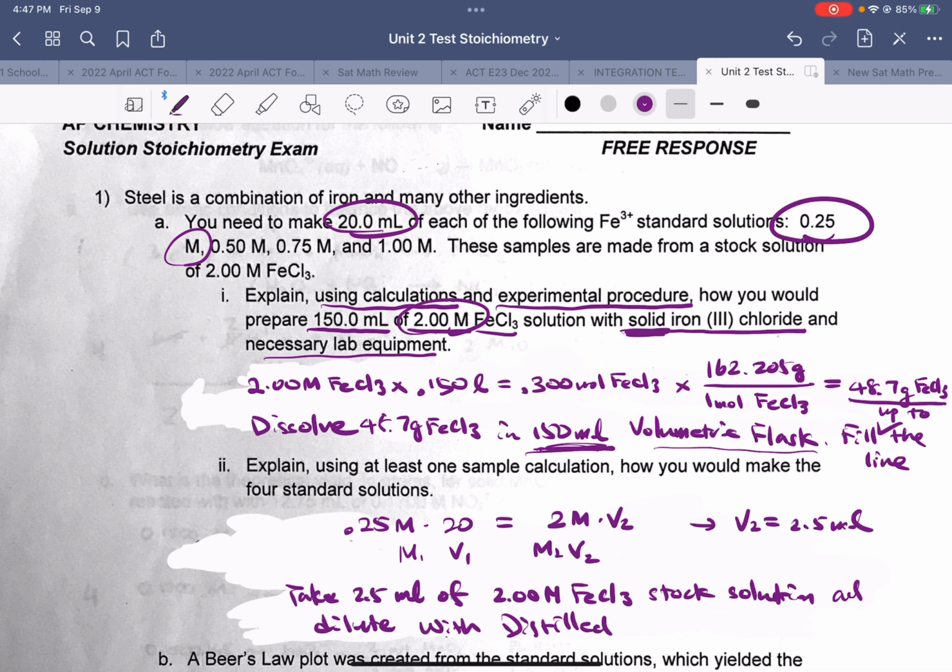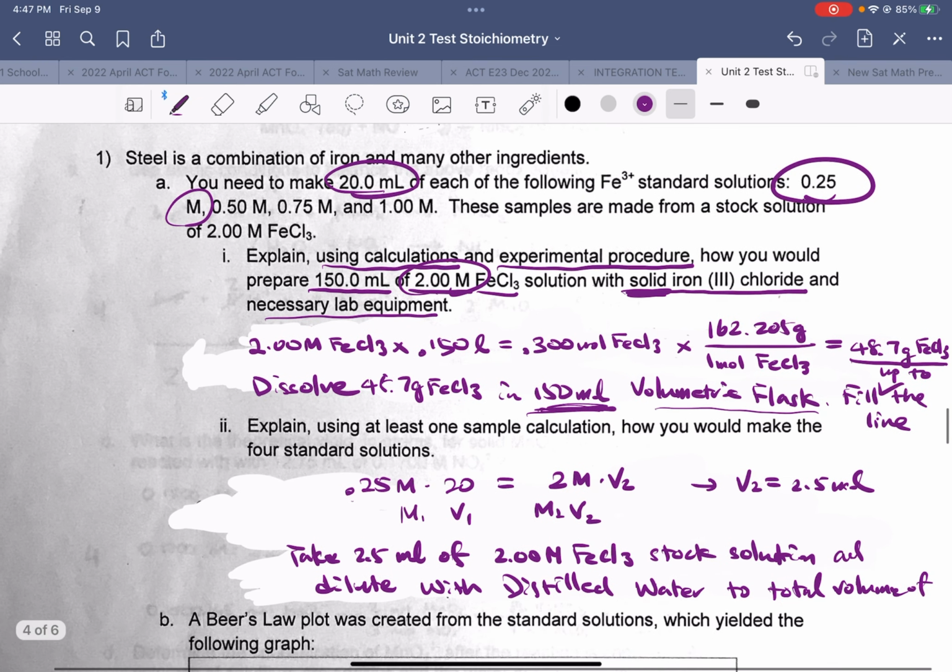to a total volume of 20.0 milliliters, because that's what you're going to need, right? 20 milliliters here. So that's what you have to do.